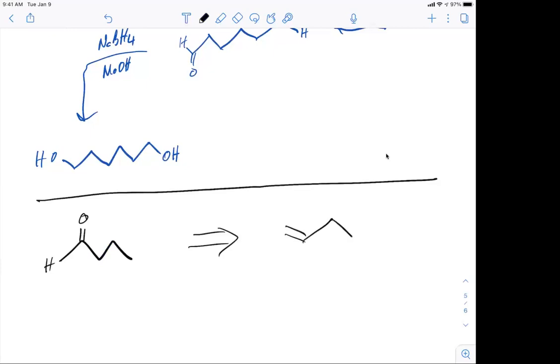And this one's a little bit more straightforward, so I'm going to just give you a minute on this one. Yes, you could have used ozone and DMS, right? So you just need a reducing agent in that second step.